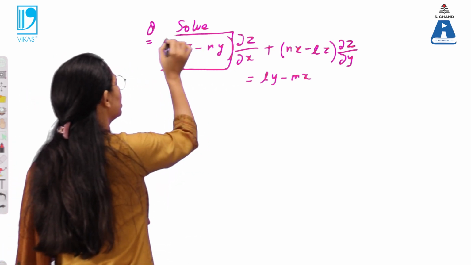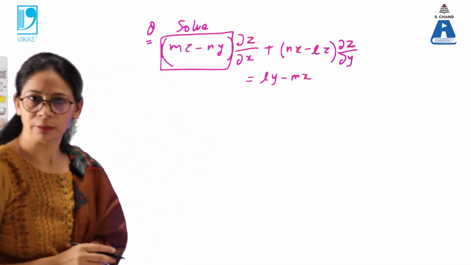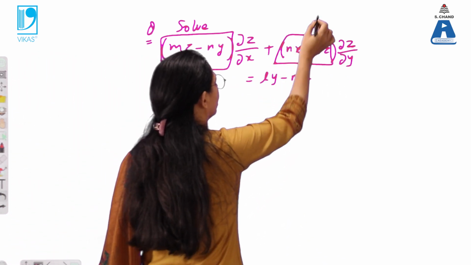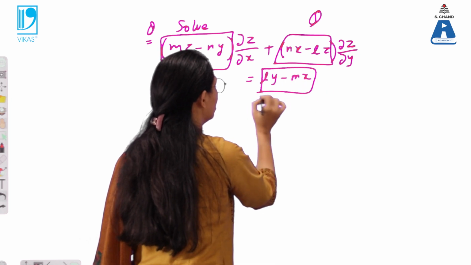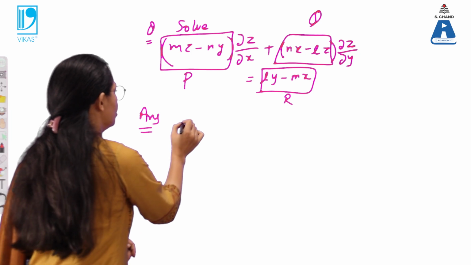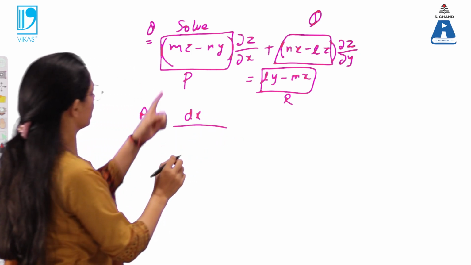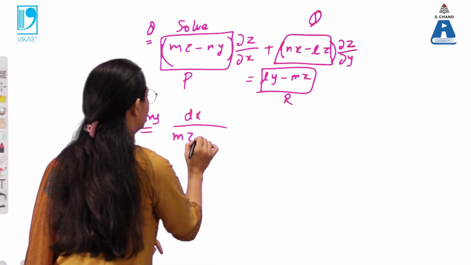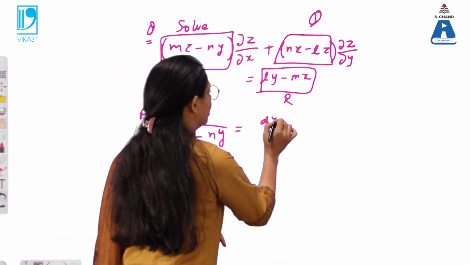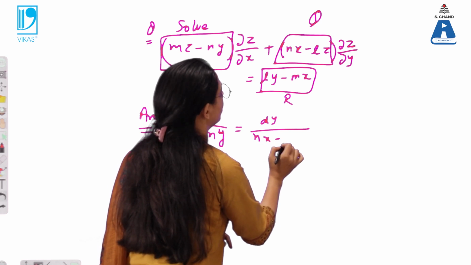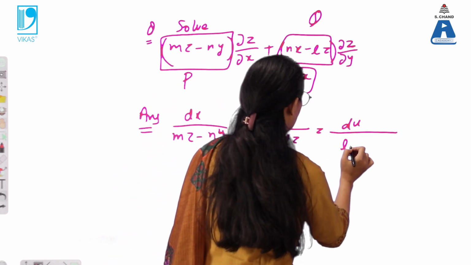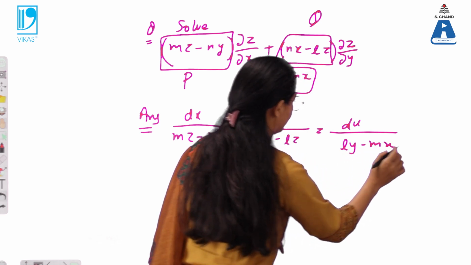So if we compare it with the standard Lagrange's form, this is capital P, this is capital Q, and this is capital R. So we will form the auxiliary equations for this: dx over P, which is mz minus ny, dy over nx minus lz, and du over ly minus mx.